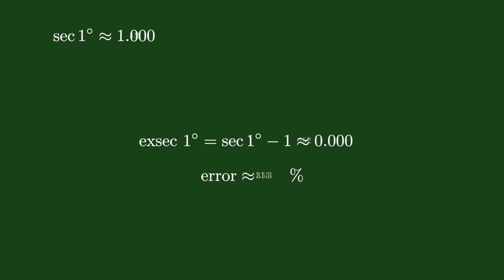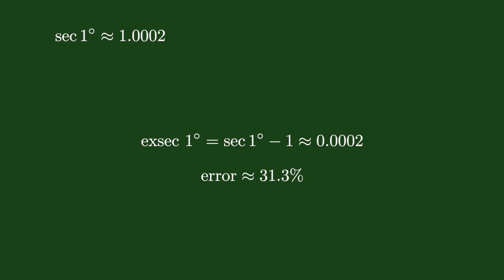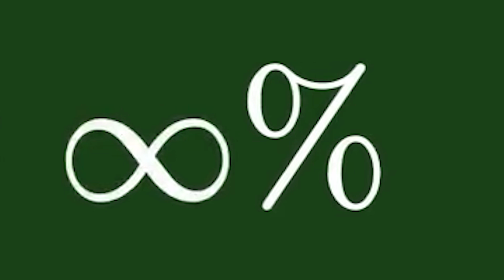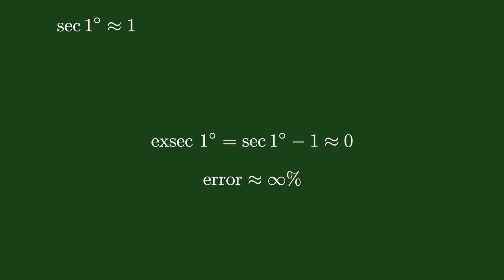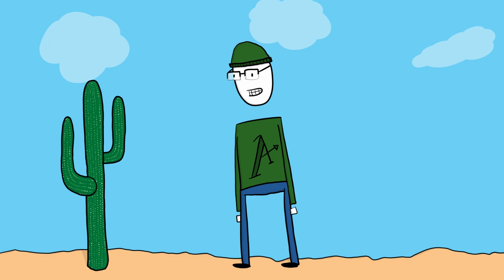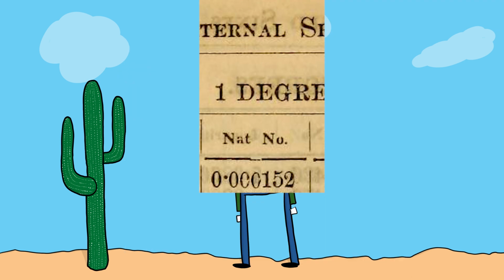And if we round up another decimal place, we're still using 4 right now, bear in mind, the error goes up to 31%. And if we round up another one, the error becomes infinity%. This is suboptimal to say the least, and if you've been paying attention, you'd realize that this problem would still arise even if you directly put values for the EXSECANT in a trig table.